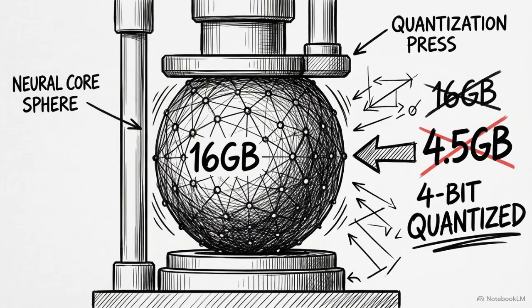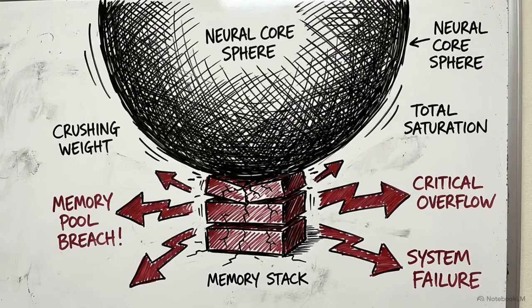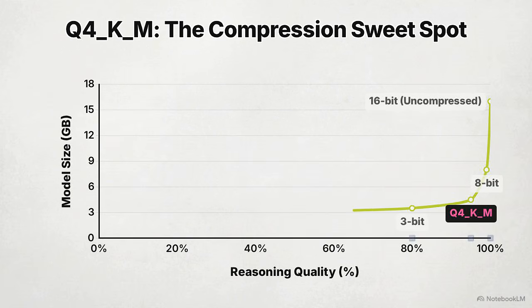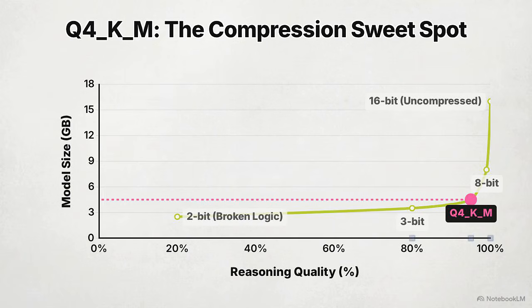After choosing your software layer, you must immediately apply mathematical compression, or quantization, to make the model fit properly. Attempting to run uncompressed 16-bit models, or even 8-bit versions of 7 billion parameter models, will immediately consume your entire 8 GB memory pool. This graph shows why 4-bit quantization, specifically the Q4KM format, is the exact sweet spot. The model size drops significantly right here, while the reasoning quality remains stable.